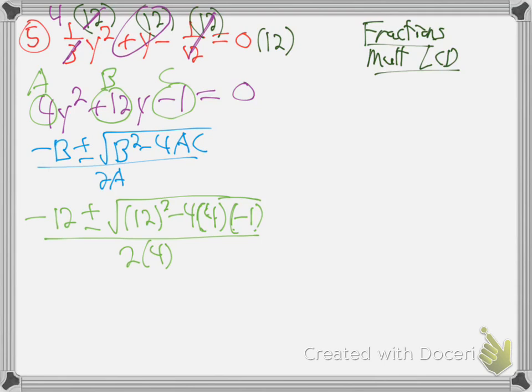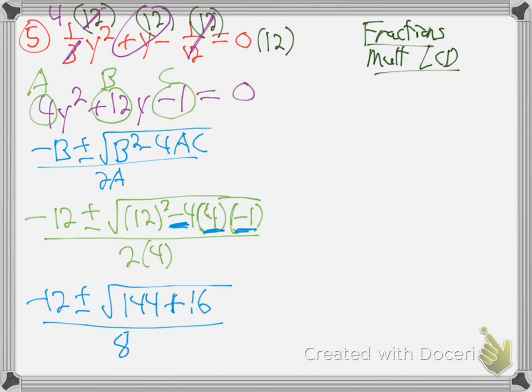Okay, so let's simplify this thing a little bit. We got minus 12 plus or minus the square root of 12 squared, which is 144. So negative 4 times positive 4 times negative 1. 2 negatives, huh? Positive 16, over 2 times 4 is 8. Okay, let's keep going now. That's a minus 12. I didn't write that very neatly. Okay, so bring it up here. So we get minus 12 plus or minus, what is that, 160 all over 8.